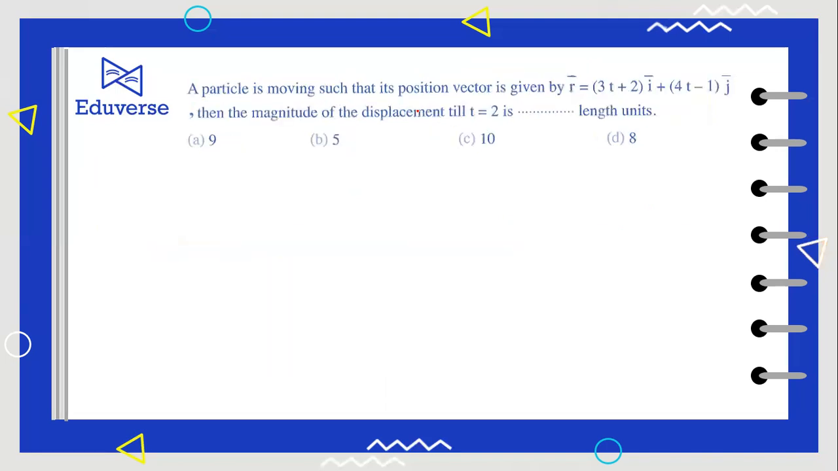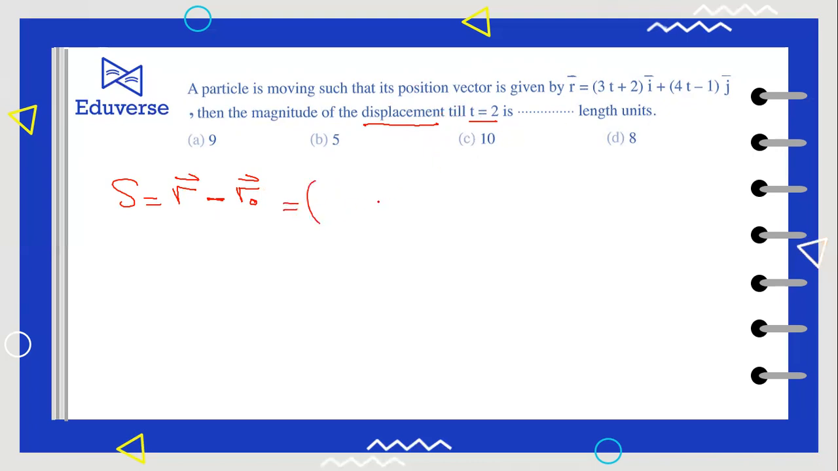Next one. A particle is moving such that its position vector is given by r equals (3t plus 2) in the direction of i plus (4t minus 1) in the direction of j. Then the magnitude of the displacement at t equals 2 equals what? Firstly, I want to find the displacement and then substitute by 2. Okay? Displacement equals the position vector minus the initial position vector.